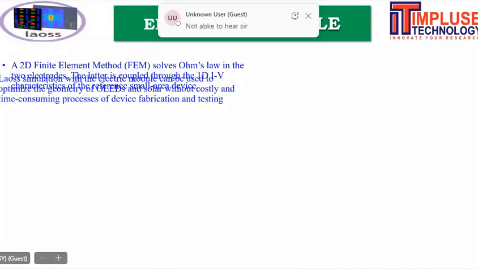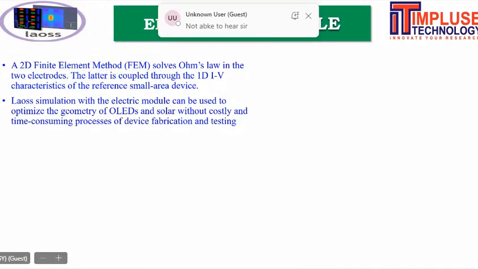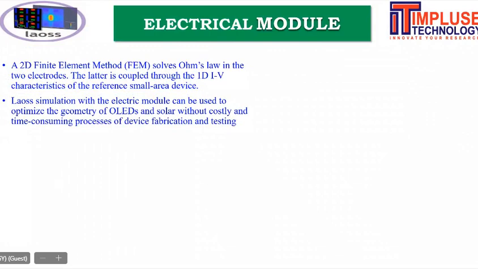Now let me discuss each module. As I told you, there are three modules: electrical module, thermal module, and optical module. This electrical module is basically a 2D FEM, finite element based module, which will solve Ohm's law in two dimensions in two electrodes, top and bottom electrodes, and it can also be coupled, meaning it can integrate with one-dimensional SCAPS, Bundy or SATFOS tools. So 2D plus Bundy FEM simulation, that's why we called it that in the beginning. SATFOS was only for one-dimensional. This software is for two-dimensional plus one-dimensional, which can solve Ohm's law in two electrodes.